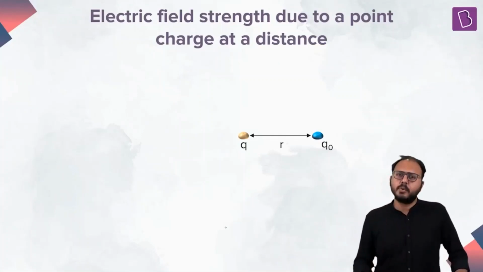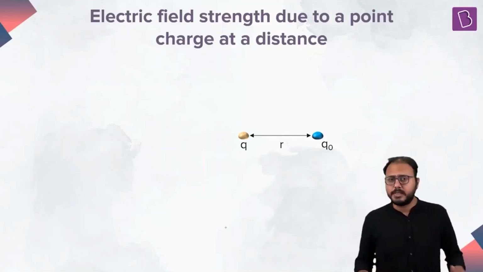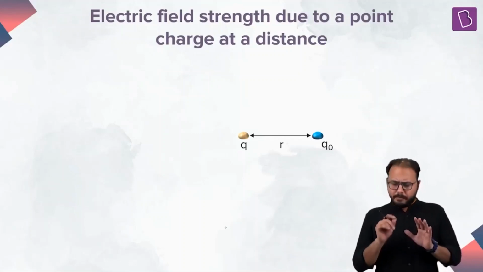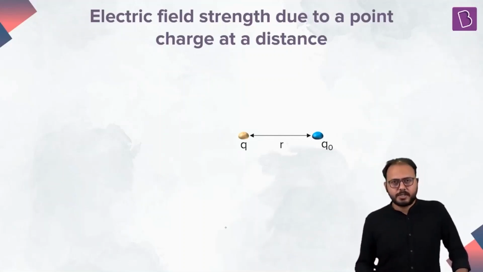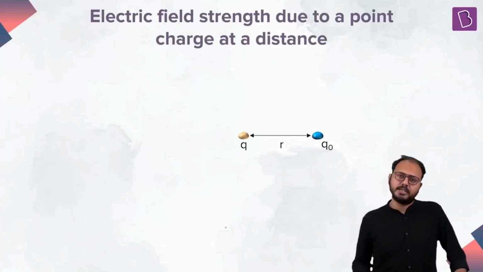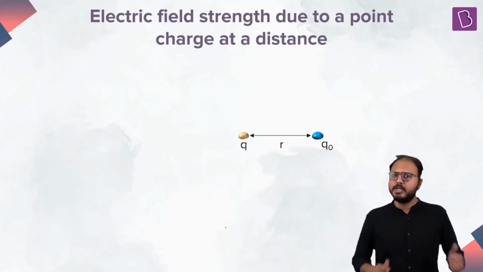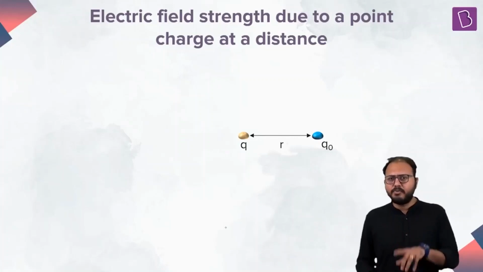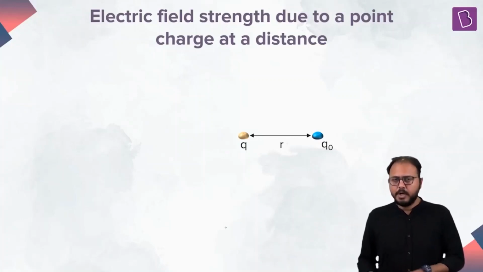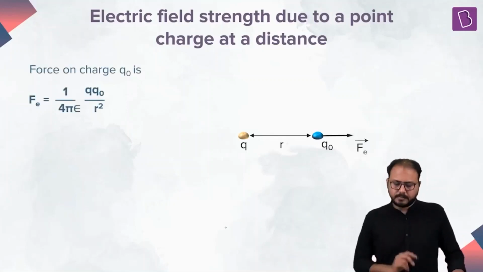Which charge is the source charge? Which charge is the test charge? Actually, it's your choice. But I am mentioning convention here. Conventionally, the subscript naught, Q naught, the blue charge, is the test charge and small q is the source charge. So the problem statement has changed. What are we trying to do here? I am trying to find out electric field due to a point charge Q at a distance R. Is the question clear? Let's go on.